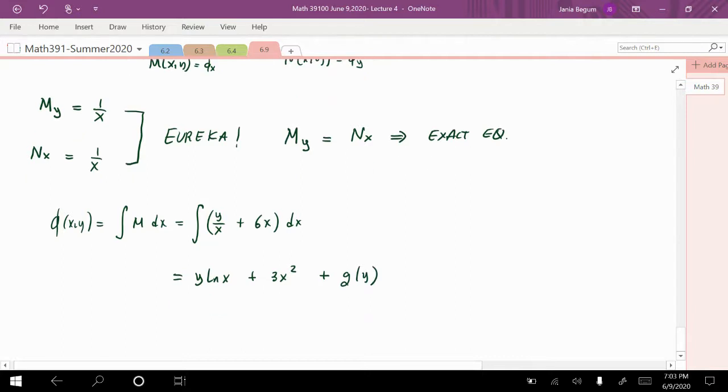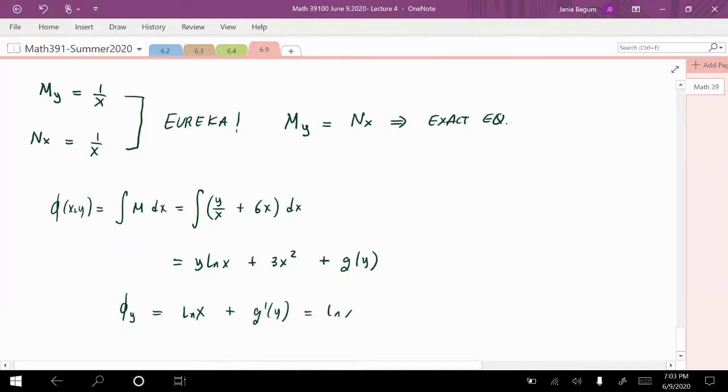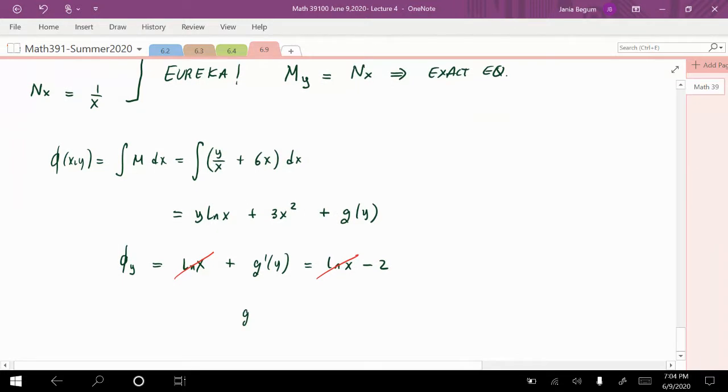So we have to plug in g of y. And now we're going to take this function and differentiate with respect to y. That will give us partial phi with respect to y. So we have ln of x plus, the second term is 0, and the last term would be g prime of y. Well, what is partial phi with respect to y? It is N, right? So we have ln of x minus 2. And then you see that the ln's will cancel out. So what we have is g prime of y is equal to negative 2.